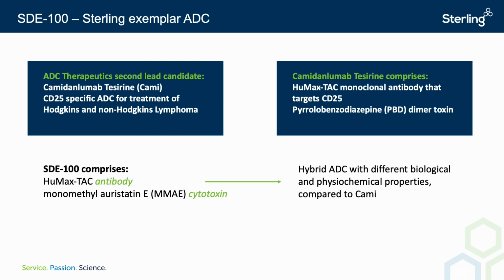The antibody component is taken from camidanlumab tesirine, or CAMI, which is the second lead candidate for ADC Therapeutics. CAMI comprises the monoclonal antibody Humax-TAC and the toxin PBD, a dimer that cross-links DNA. We have taken the Humax-TAC antibody, kindly provided by ADC Therapeutics, and linked it to MMAE, a tubulin-associating cytotoxin.